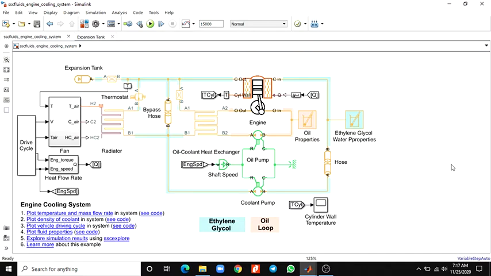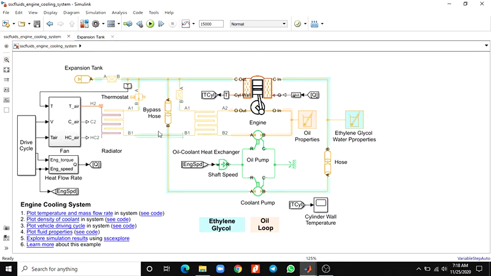Hello everyone, in this video we are going to discuss the example about an engine cooling system with an oil cooling circuit using MATLAB Simscape Fluids with thermal liquid blocks. This system includes a coolant circuit and an oil cooling circuit. A fixed displacement pump drives coolant through the cooling circuit. The main portion of heat from the engine is absorbed by the coolant and dissipated through the radiator.